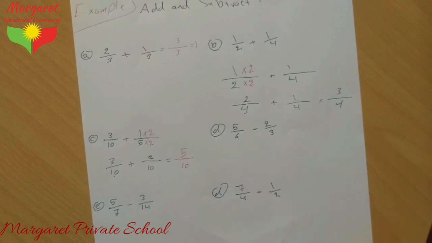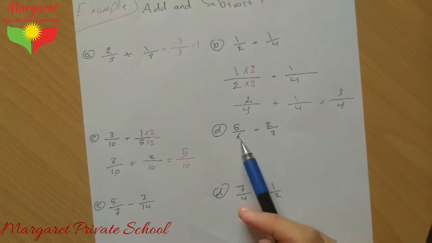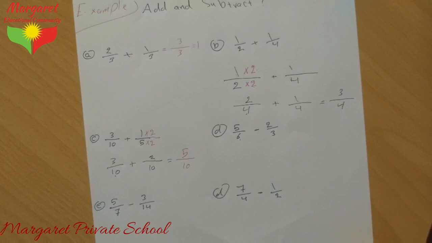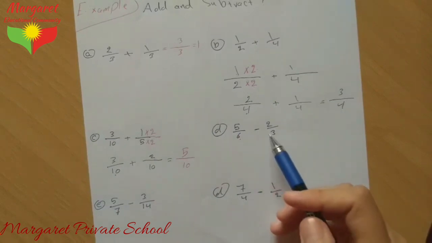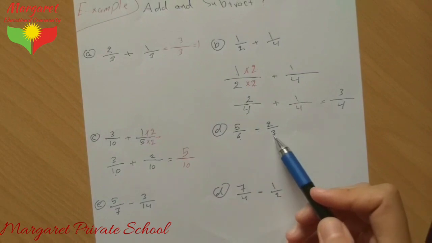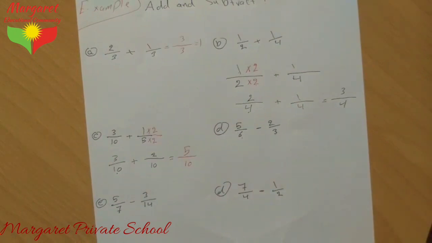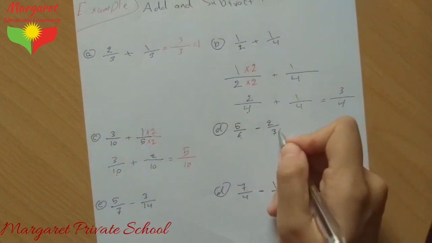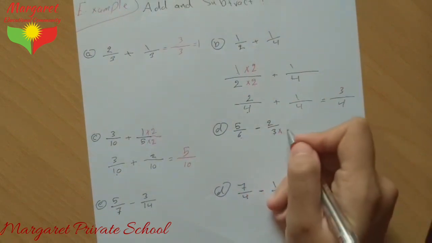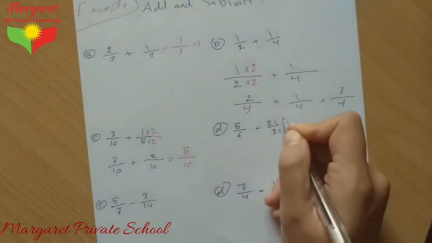Next: 5 out of 6 minus, or subtract, 2 out of 3. Okay, do we have the same denominator or not? No, we don't have the same denominator. And how do we find the same denominator? Which denominator is greater, number 6, and which denominator is less, number 3? So 3 times which number equals 6? 2. So the numerator is multiplied by 2.